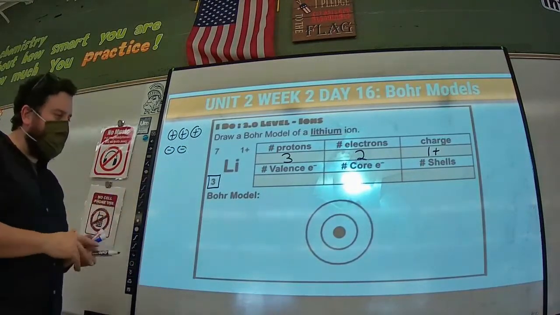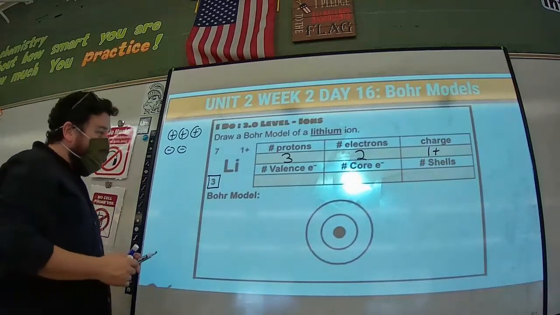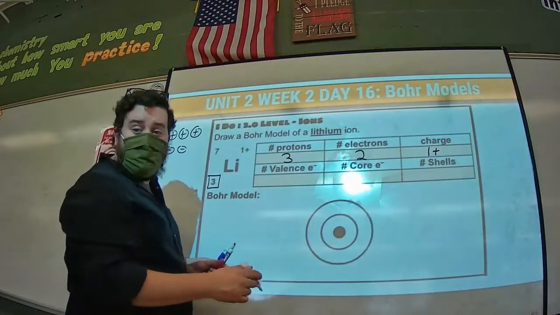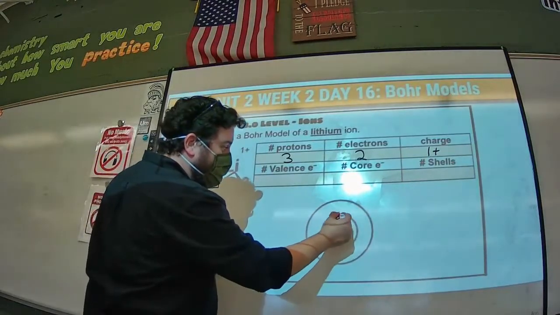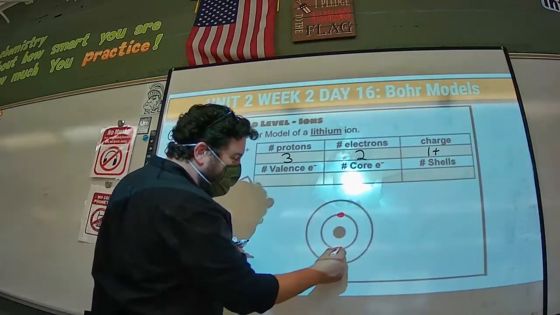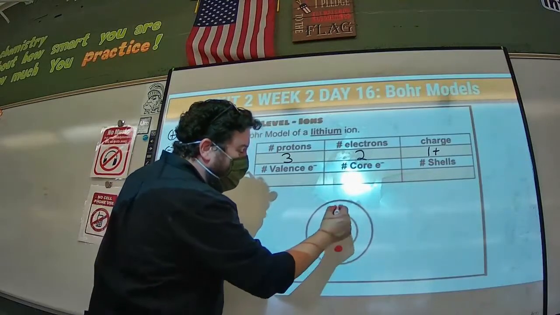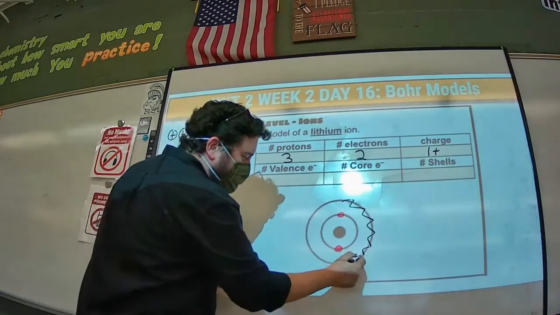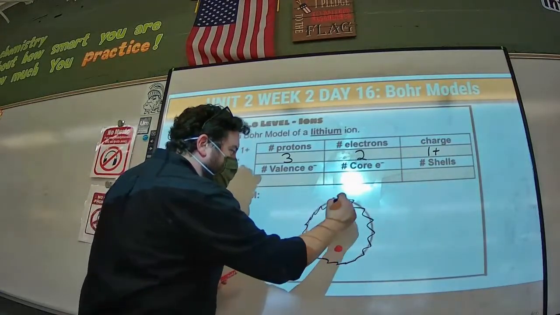So now we can draw our atom. Lithium, this lithium ion with 2 electrons, well, we know the first shell can only hold 2 electrons, so we draw those here in the first shell. And that's all the electrons we have, so we can't draw any more. That means this third shell isn't getting used, and we can ignore it.